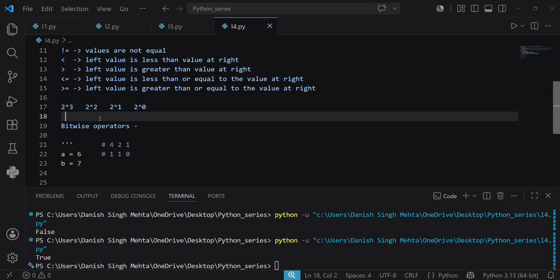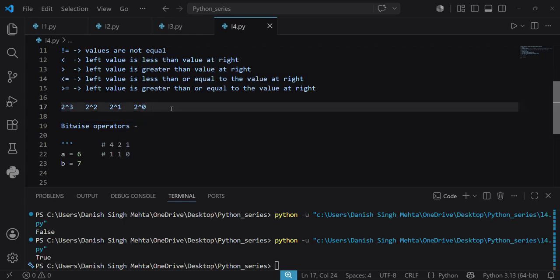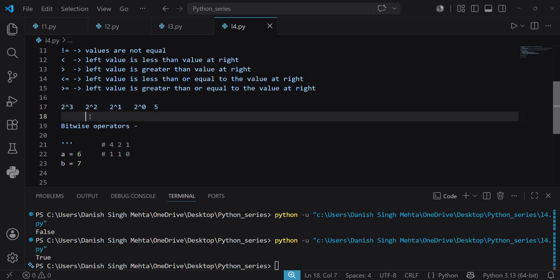What if I want to write 5? So here 2 to the power 3 is 8, 2 to the power 2 is 4. Here it is 2, here it is 1. We can't find the value 5 directly. So in this case, what we can do is, here it is 8, and 8 is greater than 5.